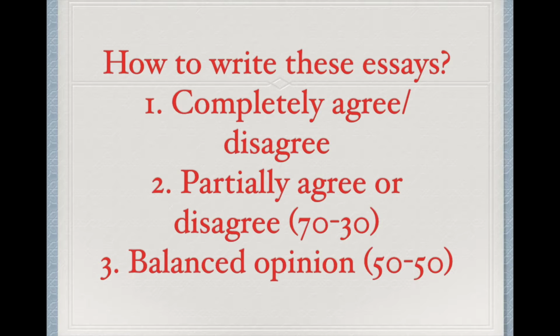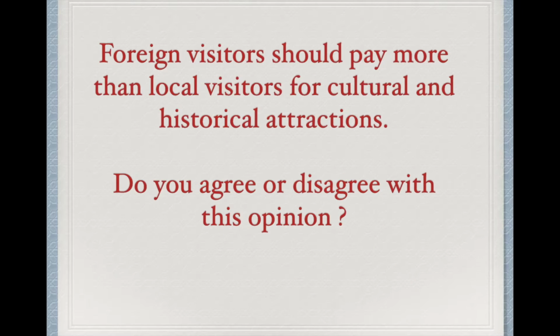Let me go on to the third point, which is called the balanced opinion. Sometimes we have to sit on the fence, which means you have a balanced opinion on both sides. In that case, in body paragraph 1, you support one point, and in body paragraph 2, you support the other point. Which means you are giving a balanced view of both sides. So in these three ways, you can support your agree or disagree question.